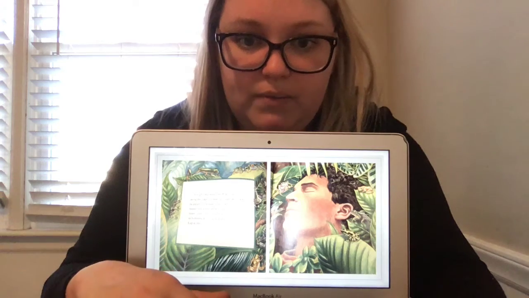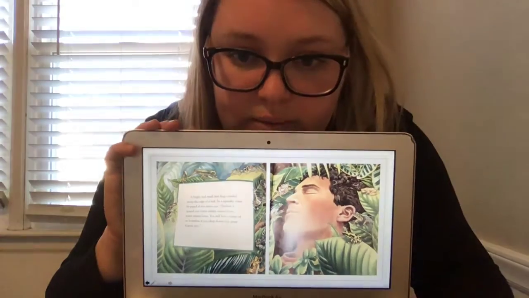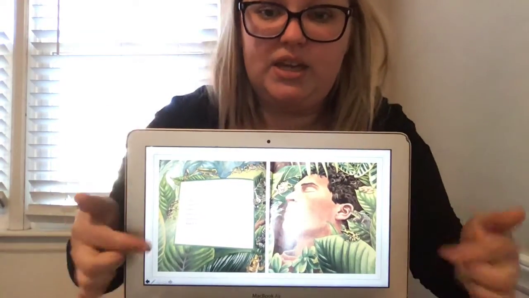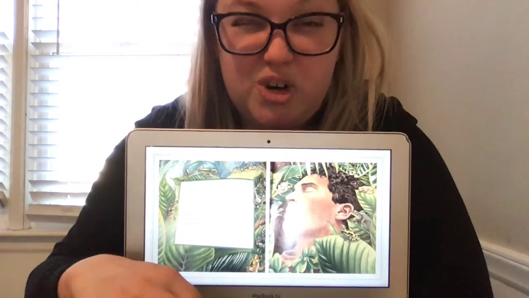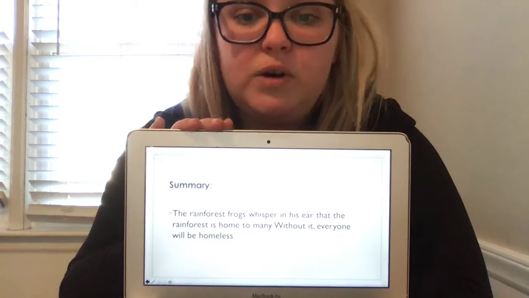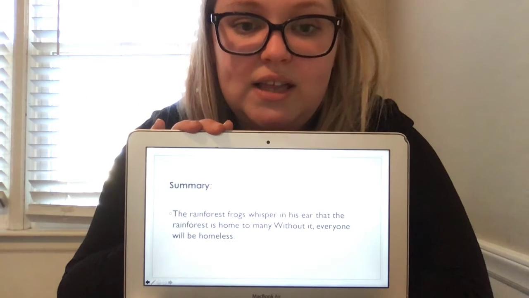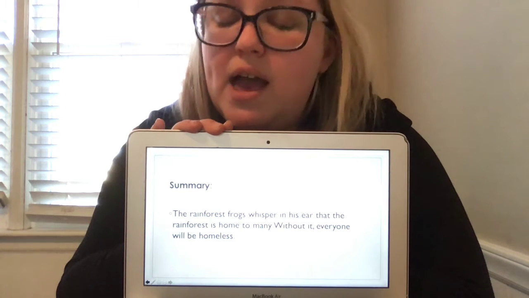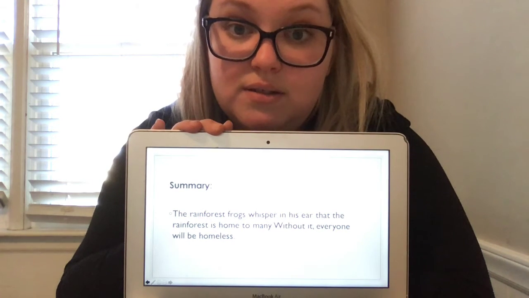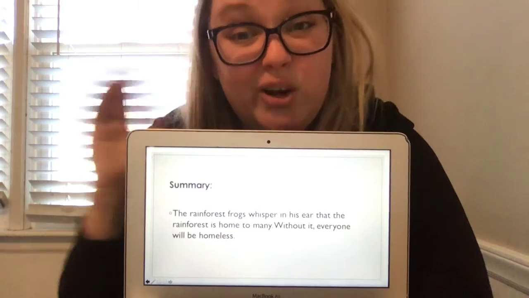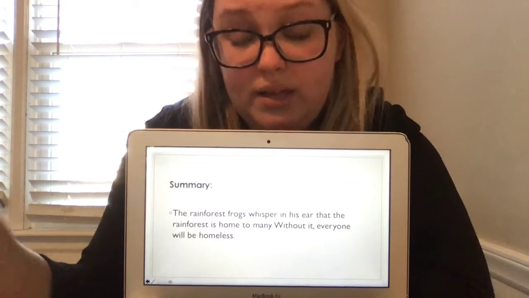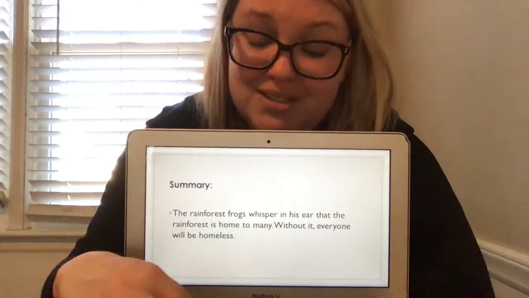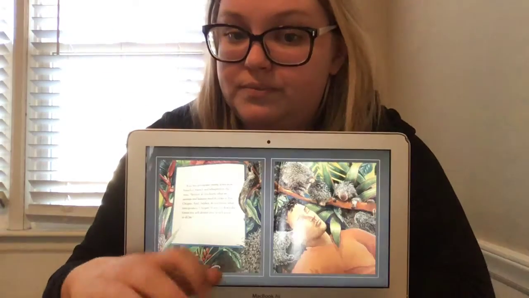Next, who came to visit? Can you see in the picture who came to visit? These are frogs. So I took this page, and I said, let's summarize. The rainforest frogs whisper in his ear that the rainforest is home to many. Without it, everyone will be homeless. Okay, homeless means they don't have a home. Homeless, right? So the frogs say, please don't make us homeless. That's a summary of each page.